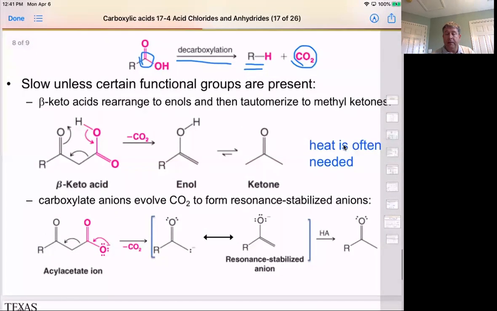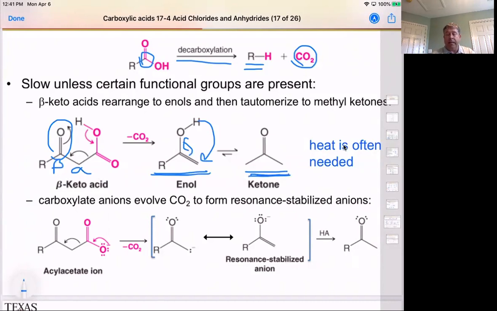Now, what that means is that we have a group that is, this would be the alpha carbon, and then this is the beta carbon. So it's 2 carbons over from our carboxylic acid. The reason this works is that it allows us to make this 6-membered ring, be able to transfer the proton over to give us our enol, which is, if you think about it, just a tautomer, a resonance structure for our ketone here, where this hydrogen can then be transferred across here, and then this double bond goes up here to give us our ketone.